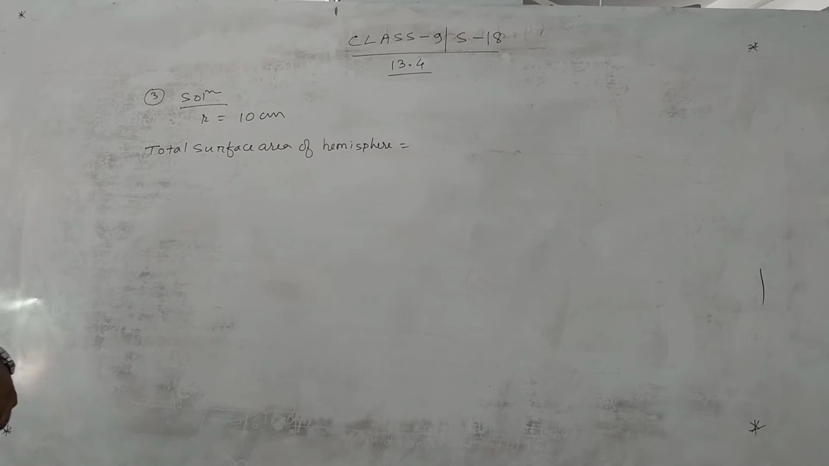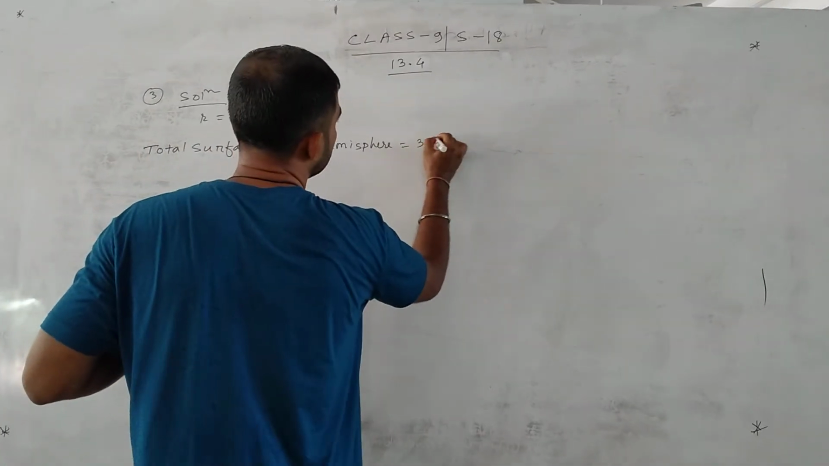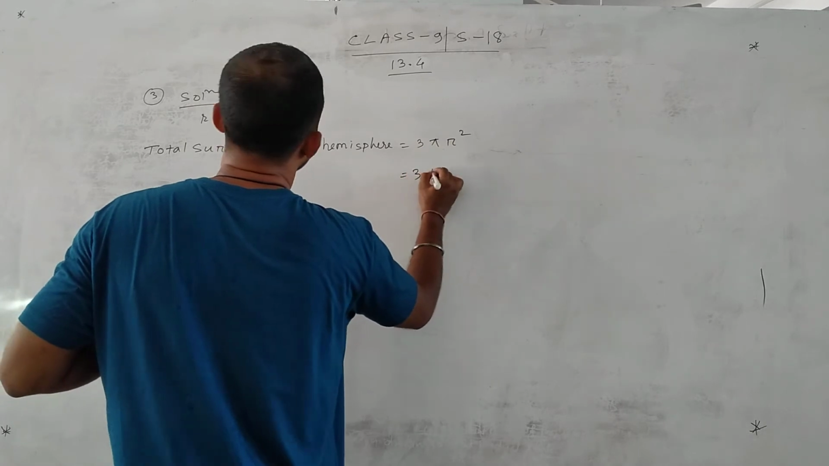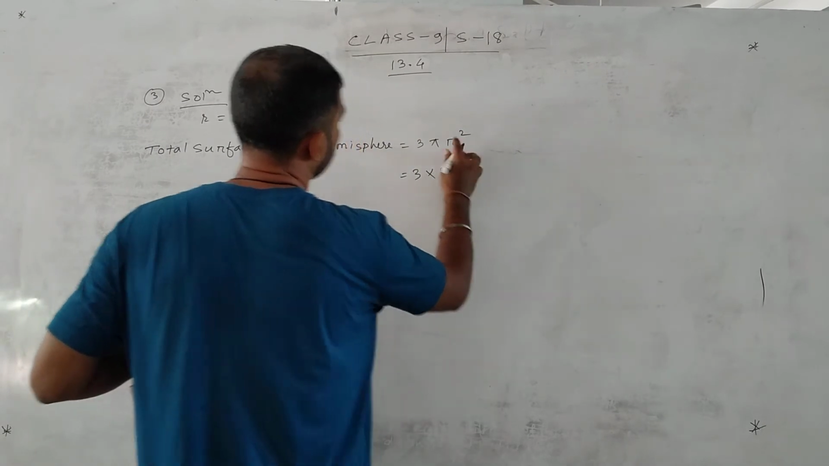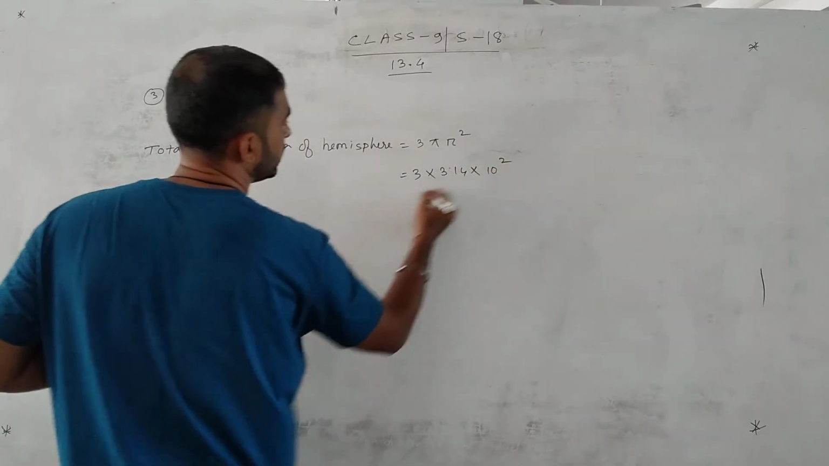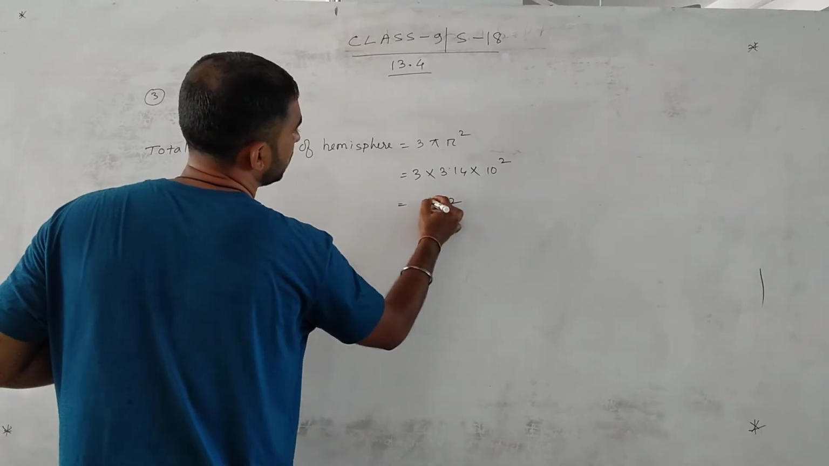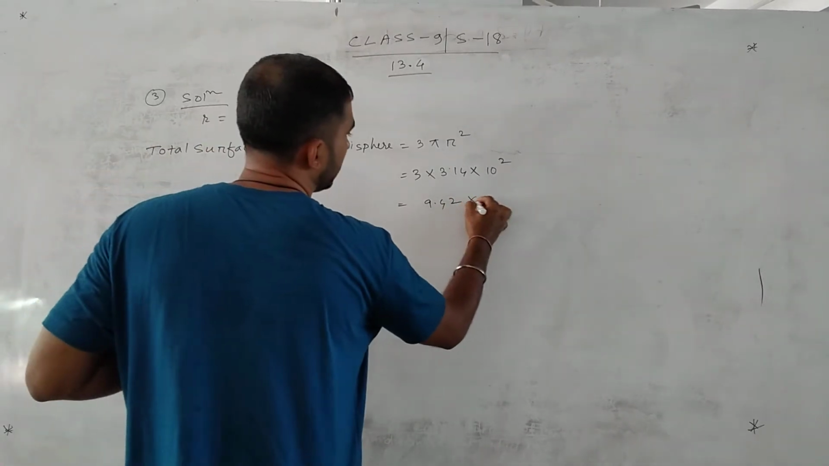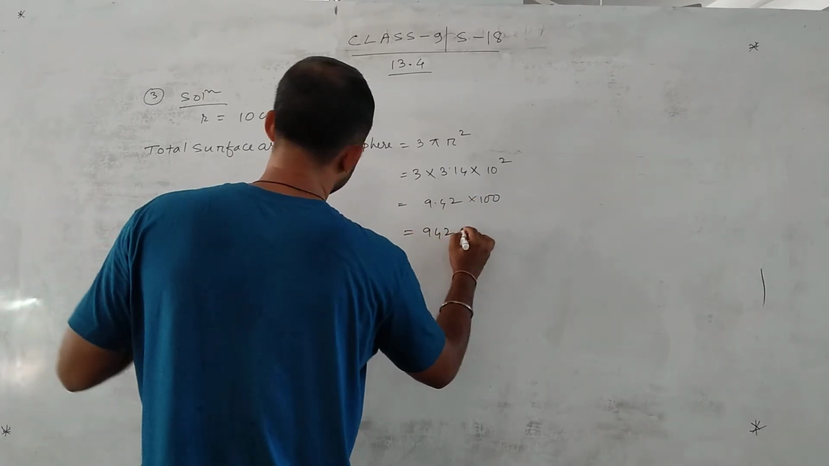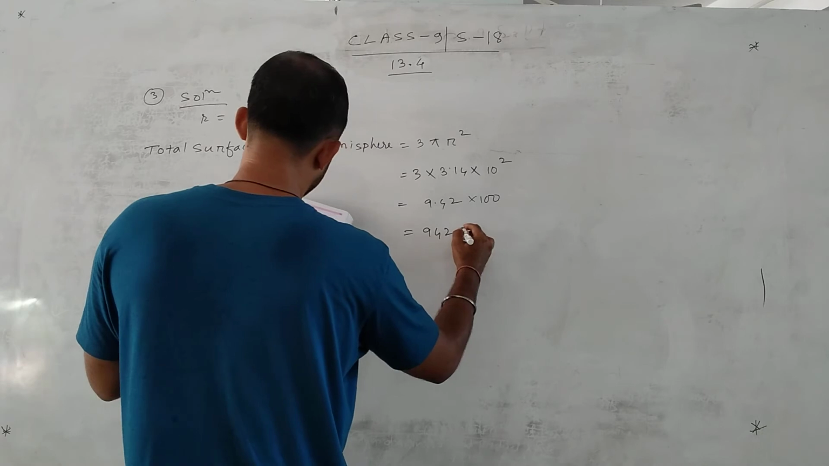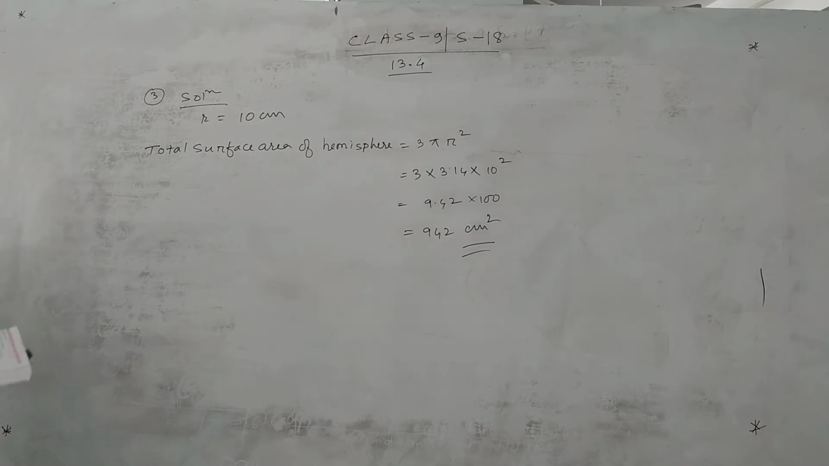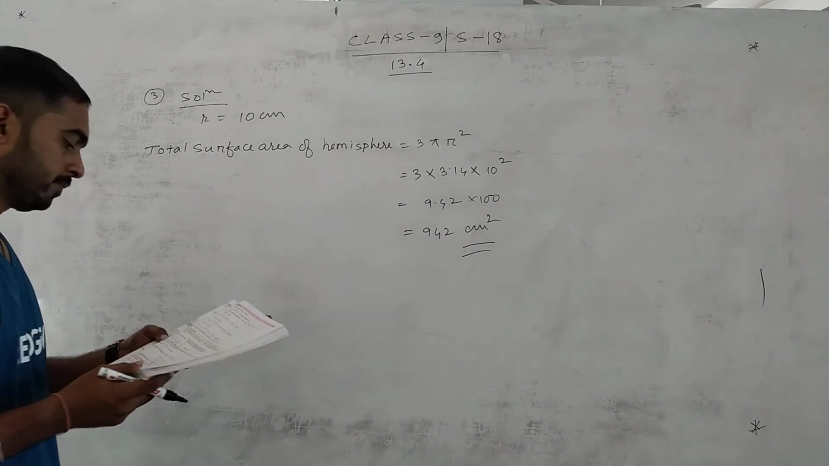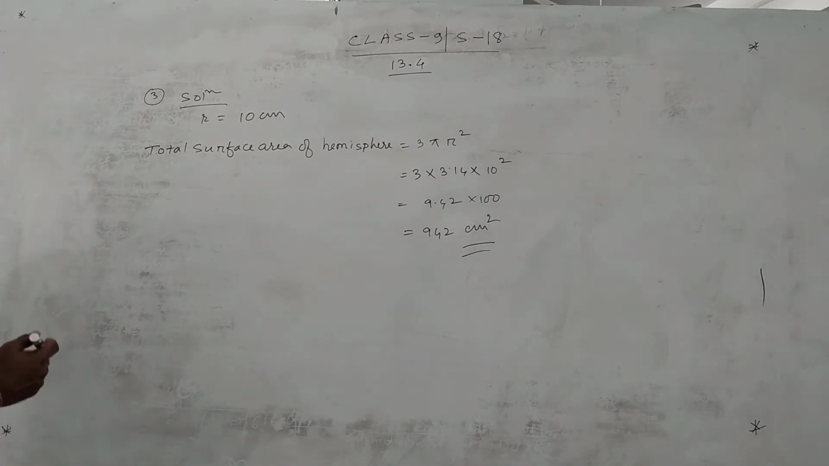Curved surface here 2 pi r square. Total means, in the last class I told you, total means 3 pi r square. So here pi given what? Pi here given 3.14. So 3.14 into r means 10, so 10 square. This is 9.42 into 100, which implies 942 square centimeter. So this is the total surface area of the hemisphere whose radius equal to 10 centimeter. Now question number 4. Yes, got it?